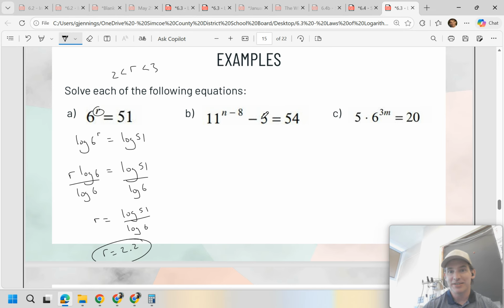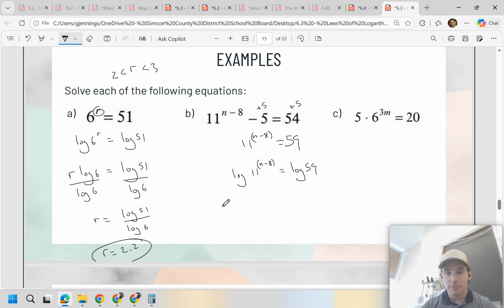All right. So with these, here I'm just going to add 5 to both sides, just tidy this up as much as possible. And then we get 11 raised to the power n minus 8 is equal to 59. So we want to know what power we need to raise 11 to get 59. To find that out, let's log both sides. So we have log 11 to the n minus 8 equals log 59.